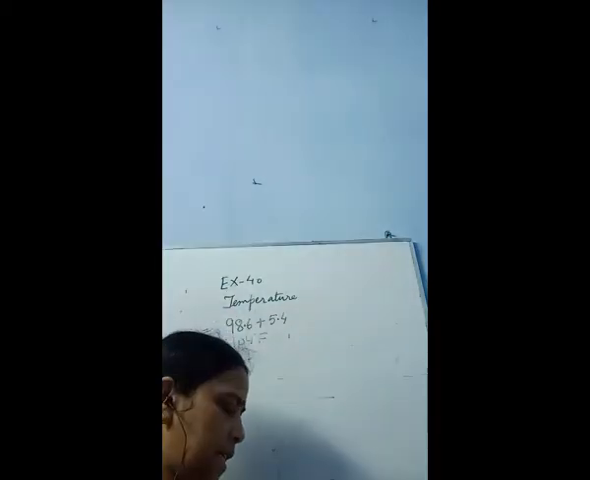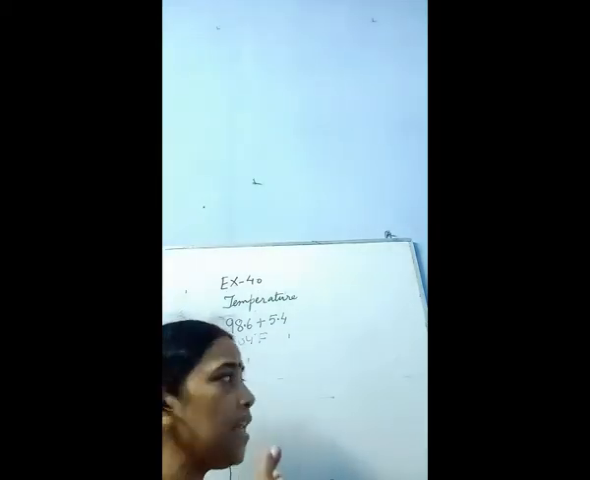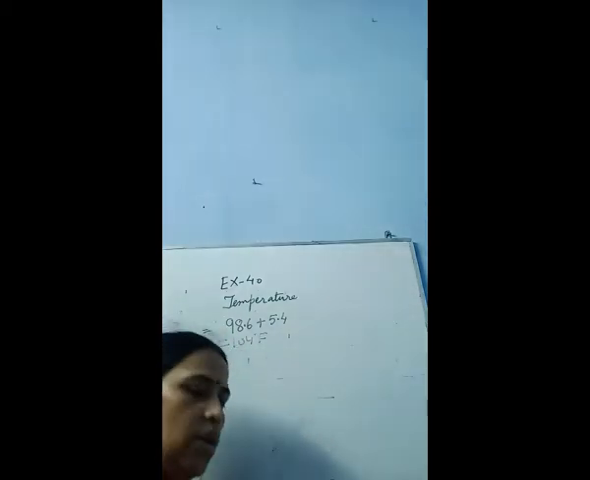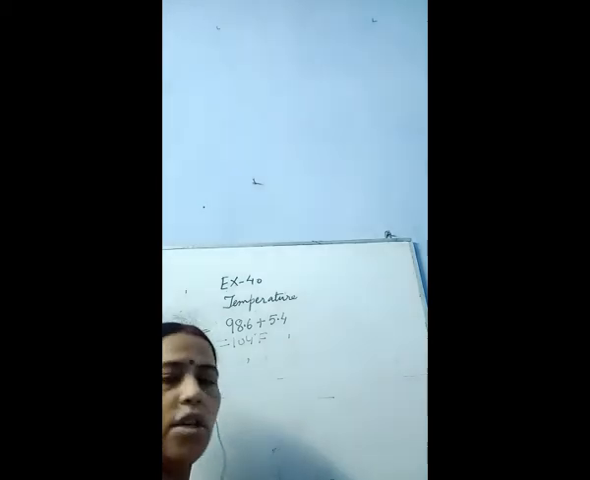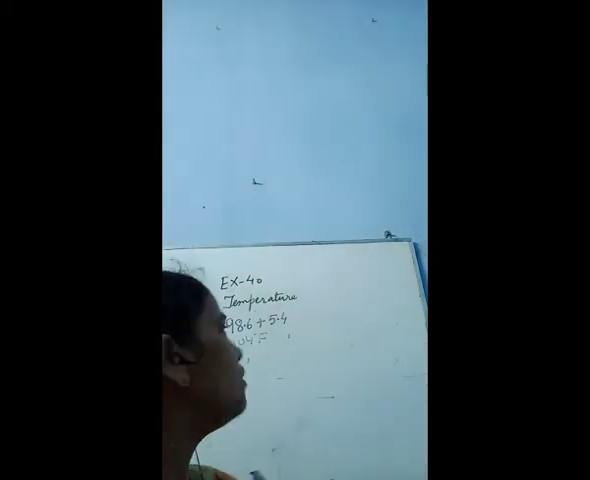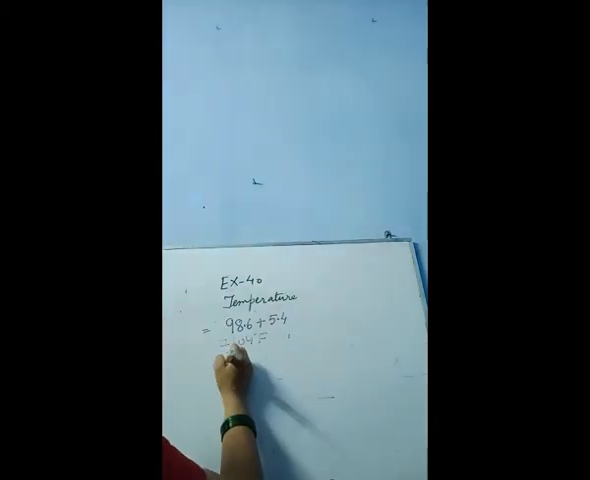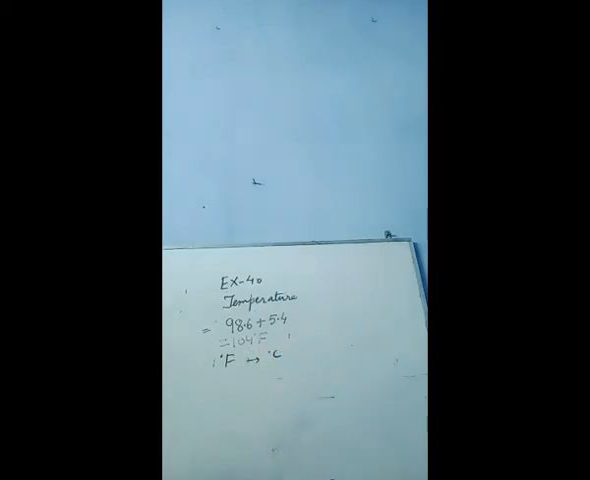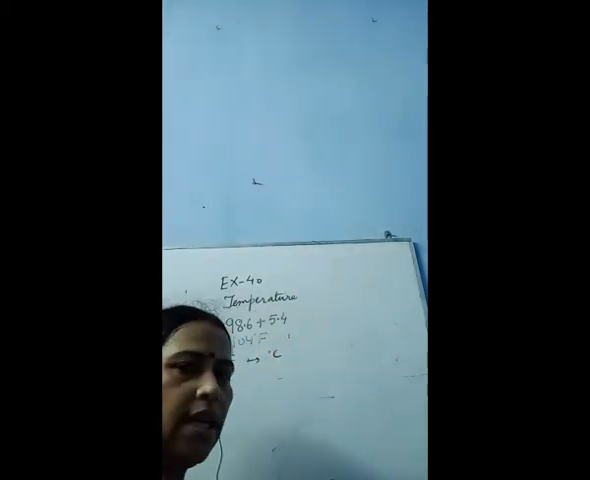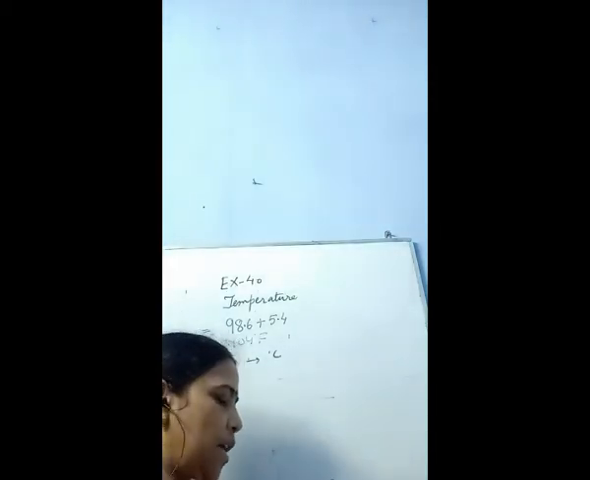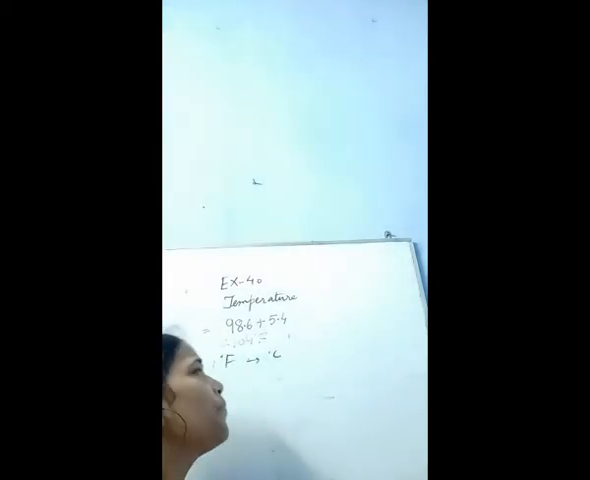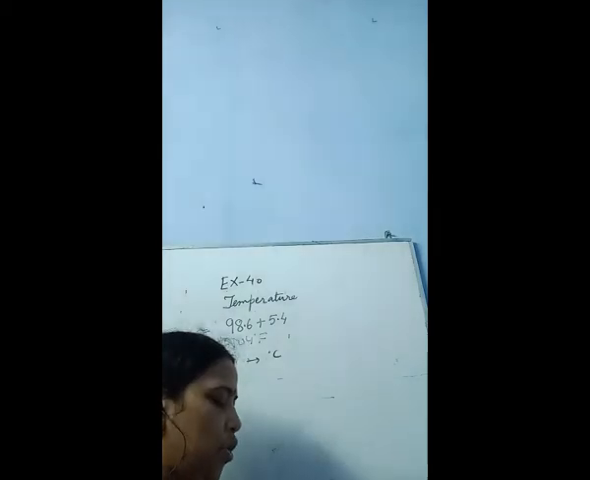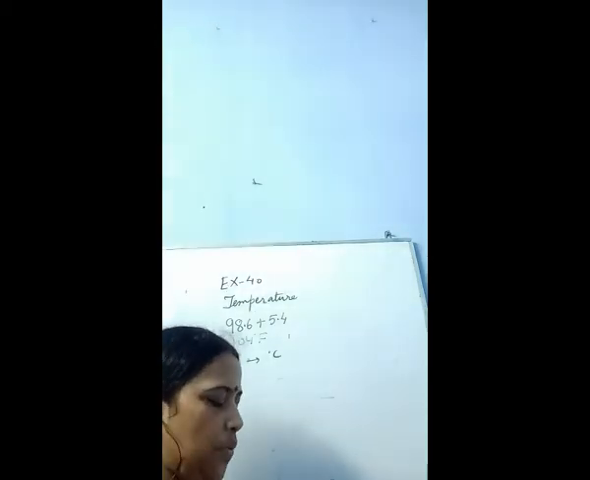Now what is said? What is his body temperature in degree Celsius? You have to find it in degree Celsius. So now we need to know how to convert this Fahrenheit into degree Celsius. You have to use the formula and follow the steps. To convert degree Fahrenheit to degree Celsius, what do we have to do?